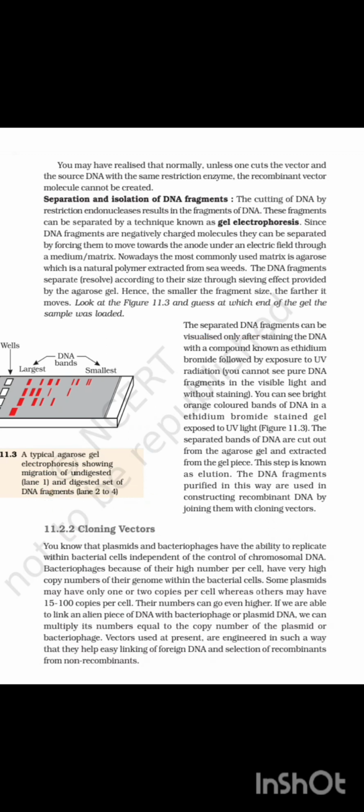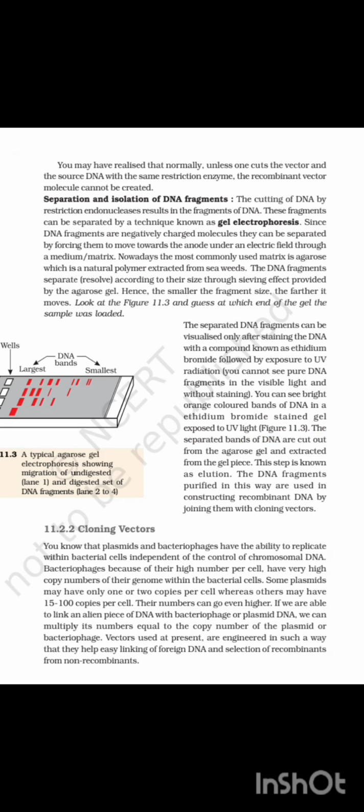The separated DNA fragments can be visualized only after staining the DNA with a compound known as ethidium bromide, followed by exposure to UV radiation. You cannot see pure DNA fragments in visible light, and without staining you can see the bright orange colored bands of DNA in the ethidium bromide stained gel exposed to UV light.